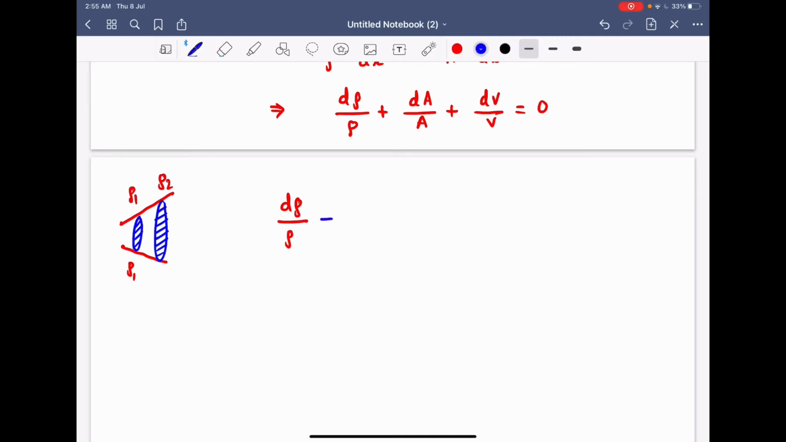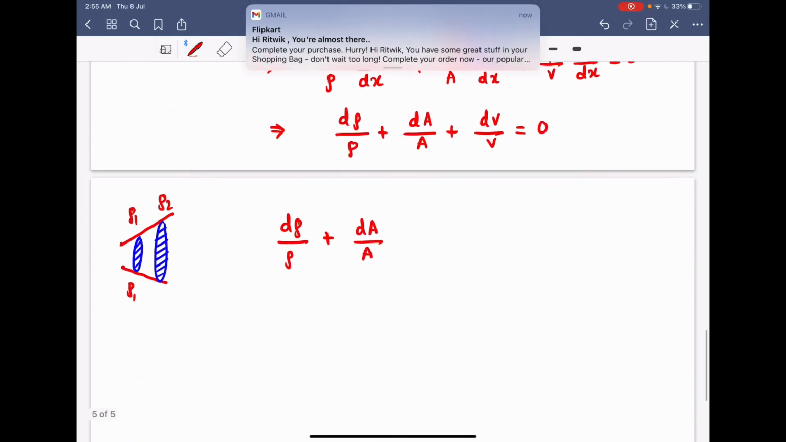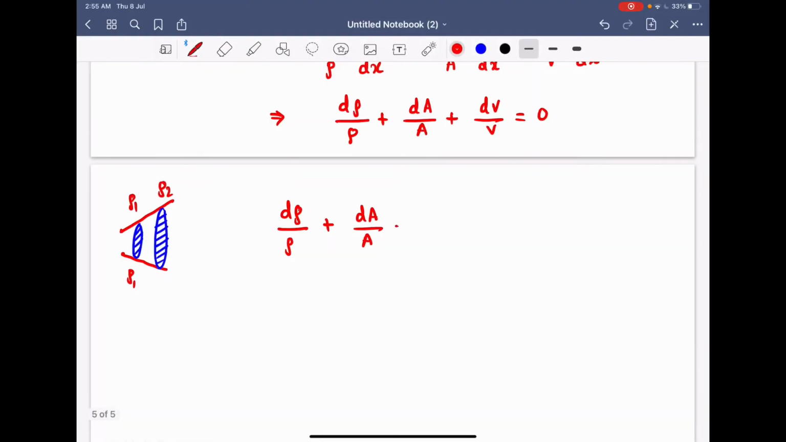Okay, plus dA by A, my bad, just a second. Okay, plus dV by V is equal to zero. For any cross section you can write this.